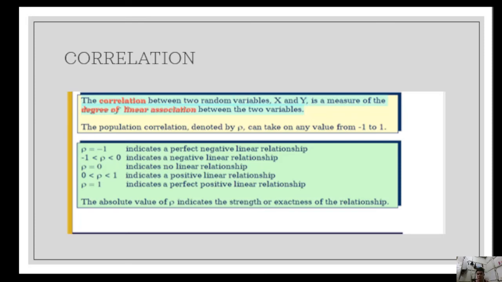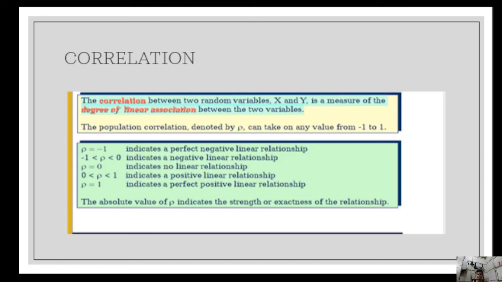Rho is equal to -1. It indicates a perfect negative linear relationship. -1 less than rho less than 0. It indicates a negative linear relationship. Rho is equal to 0. It indicates no linear relationship. 0 less than rho less than 1. It indicates a positive linear relationship. And lastly, rho is equal to 1. It indicates a perfect positive linear relationship.